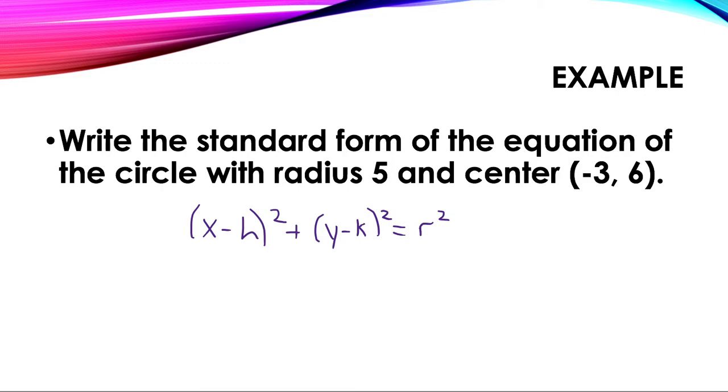Then I'm going to note that the center is the h and the k value. So I know that this -3 is the h and this 6 is the k. So I'm going to go ahead and plug those numbers into my equation. So in place of the h, I'm going to put a -3. And in place of the k, I'm going to put a 6. And we also know that the radius is 5, so in place of the r, I can place a 5.